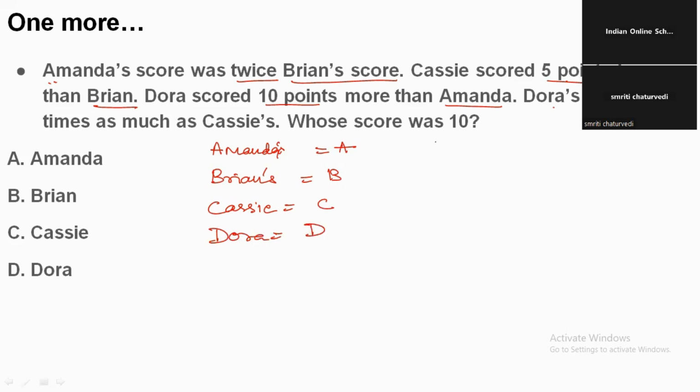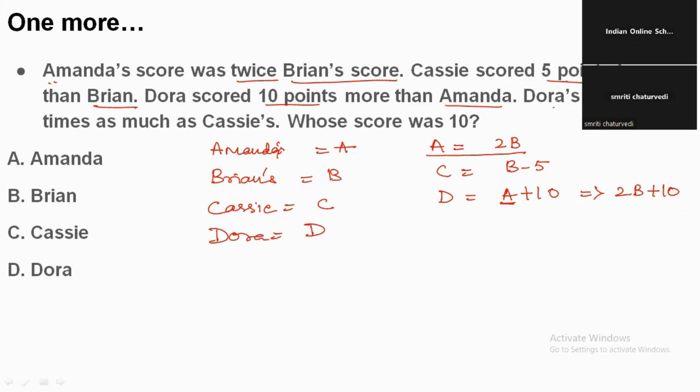So what is given to us is that Amanda's score is twice Brian's score, so that will be twice B. Got it? Now Casey's score is 5 points less than Brian's score, so that will be B minus 5. Now Dora's score is 10 points more than Amanda. Amanda's score is 2B, so instead of writing A, we can write 2B. So it becomes twice Brian's score plus 10.